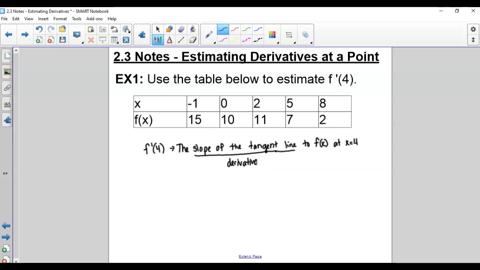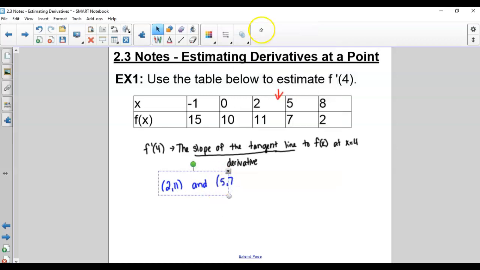You can see here you do not have 4 in your table. Whenever we're estimating the derivative from a table, we want to find the slope of the 2 points closest to 4. So 4 would fall in between 2 and 5 here. What we want to do is take the 2 points closest there, 2, 11 and 5, 7, and we're just going to do the slope formula.